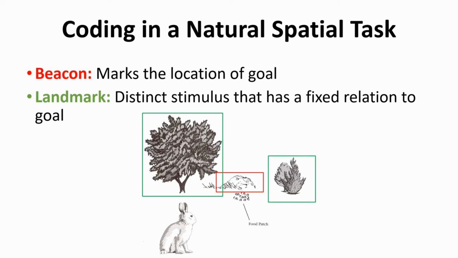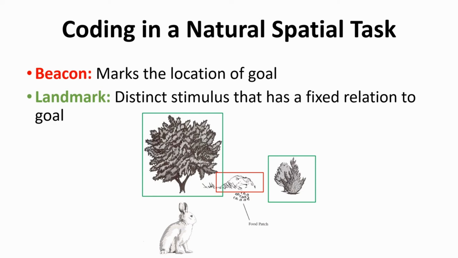Now, we can also talk about landmarks. Landmarks are spatial cues that aren't directly on top of or right next to the goal location. So they're more distant and distinct from that goal location. So a landmark would be something like this bush or those smaller bushes over there, which are off to one side. So a landmark is still a location that can help you figure out where the goal is, but it's not as simple as just following a beacon.